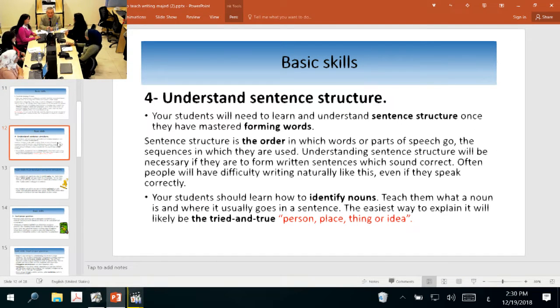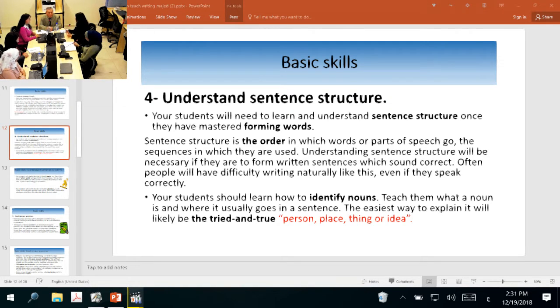Understand sentence structure. Yes, now we are going to move to understand sentence structure. Your students will need to learn and understand sentence structure once they have mastered forming words. So forming words is the first step. Then we are going to teach them about sentence structure. Sentence structure is the order in which words or parts of speech go, the sequences in which they are used. So as we know, we have to start with the subject, then the verb, object, etc.